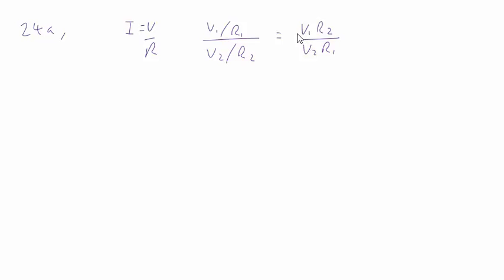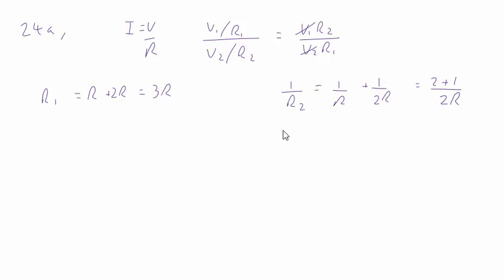The potential differences are the same, so we can cancel those. We're after resistance in circuit 2 divided by resistance in circuit 1. The resistance of circuit 1 is just R plus 2R, which is 3R. For circuit 2, we can say 1 over the resistance in circuit 2 is equal to 1 over R plus 1 over 2R, which is 2 plus 1 over 2R. Therefore resistance 2 is 2R over 3.